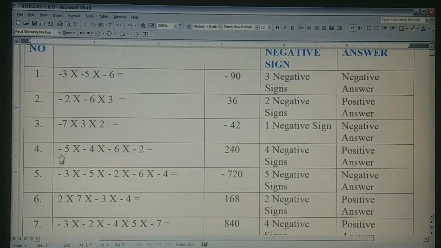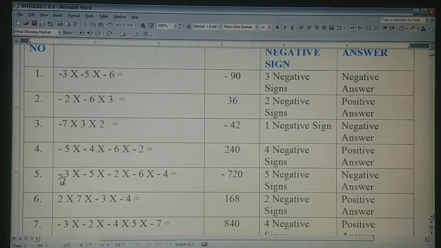In the fourth example, we see minus 5 multiplied by minus 4 multiplied by minus 6 multiplied by minus 2. If we see here, there are 4 negative signs, 1, 2, 3 and 4. When there are 4 negative signs, our answer will be positive. That means we just multiply the numbers and our answer has to be positive. So here we multiply 4 6s are 24 and 5 2s are 10, 24 10s are 240. So our answer will be positive 240.